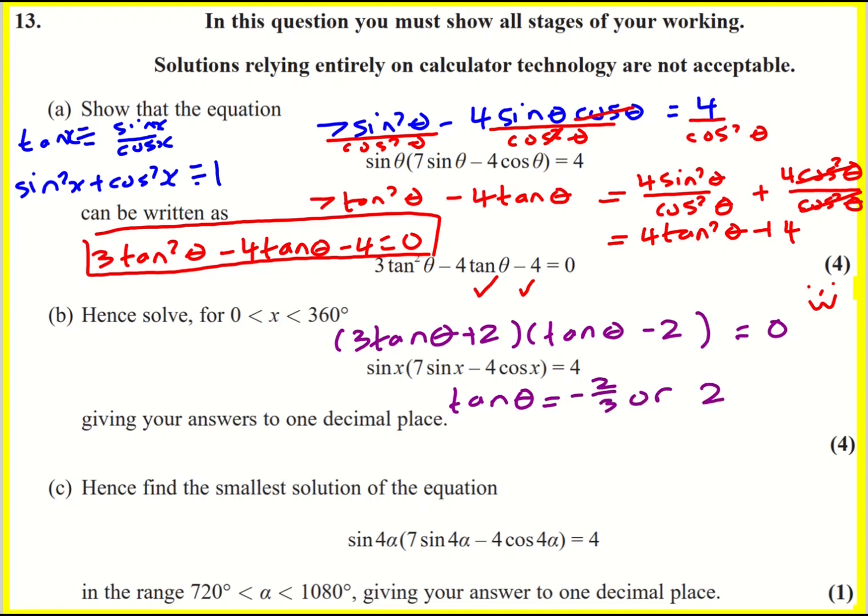Of course, you could alternatively just let u equal tan theta and put it into your quadratic solver. It would also give you minus 2/3 or 2. Just remember to get it back in terms of tan. Also, I've just remembered we're now using x. So I just need to change these to x's, sorry.